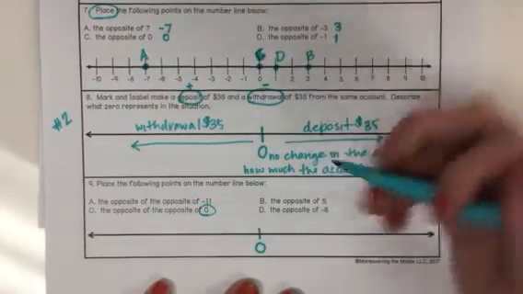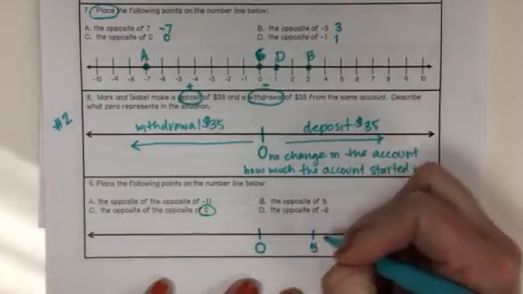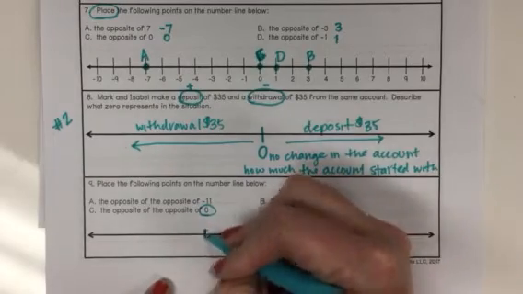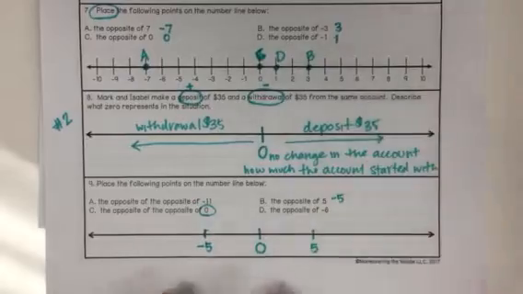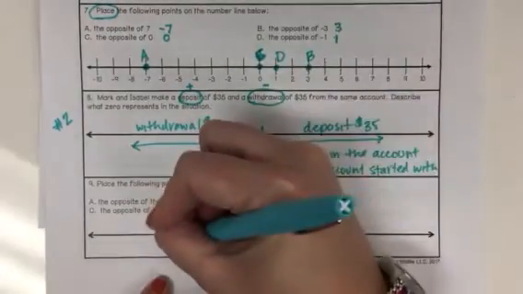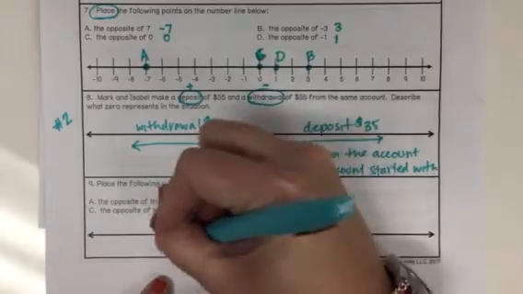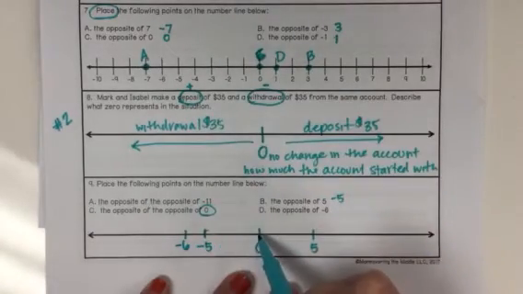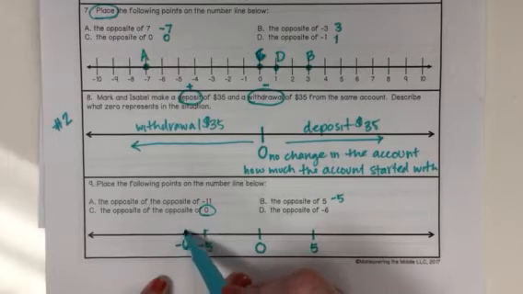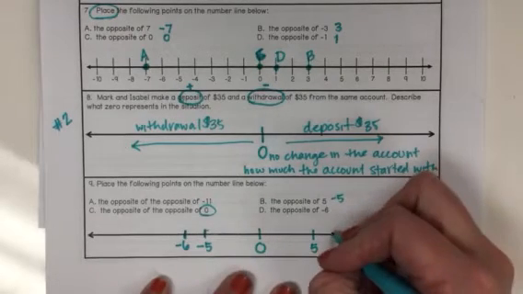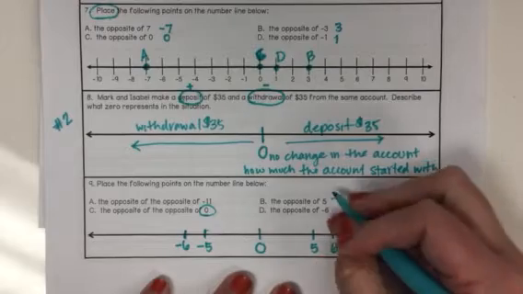We have the opposite of 5. So let's say 5 was right here. Well, the opposite of 5 would be the same distance away from 0. We would have -5. The opposite of 5 is -5. And then it says the opposite of -6. So if I put -6 to the left of -5, because remember we count backwards on the negative side of the number line, so -6 is actually to the left of -5, then it would be to the right of +5.